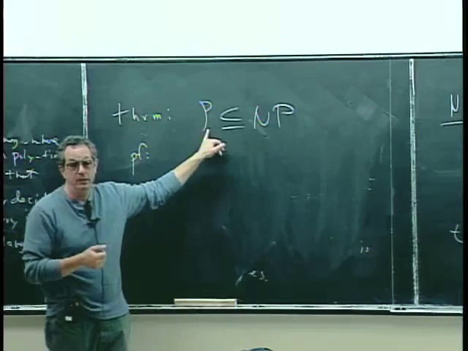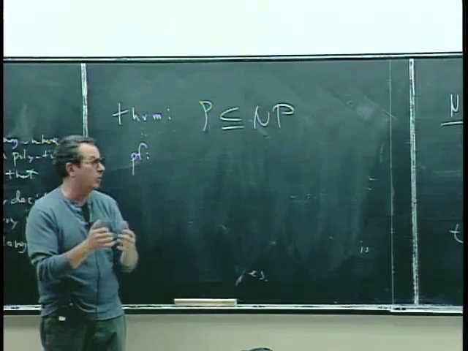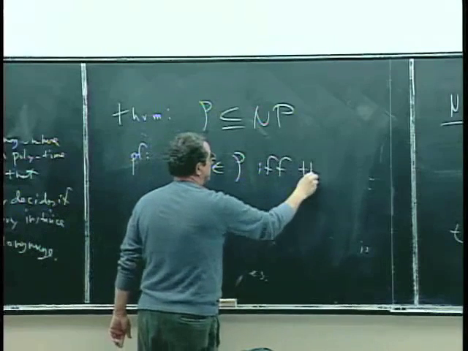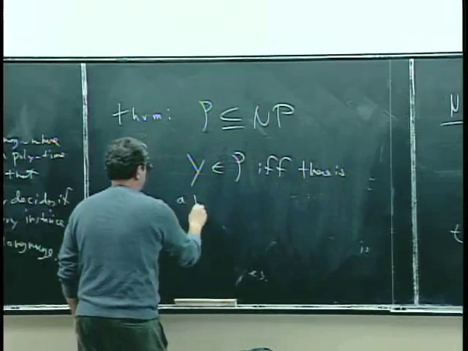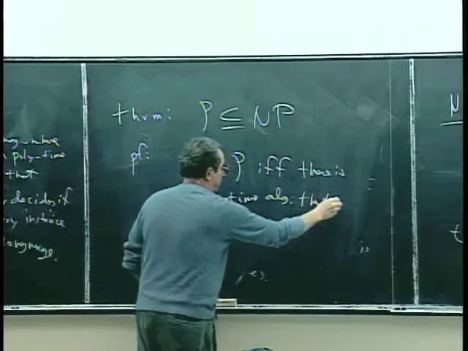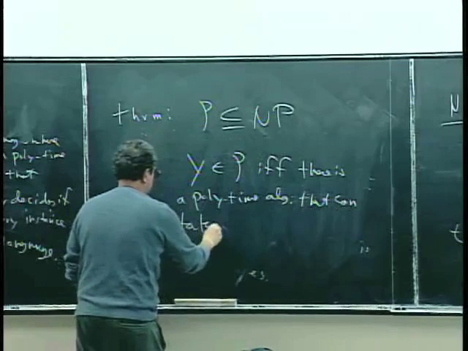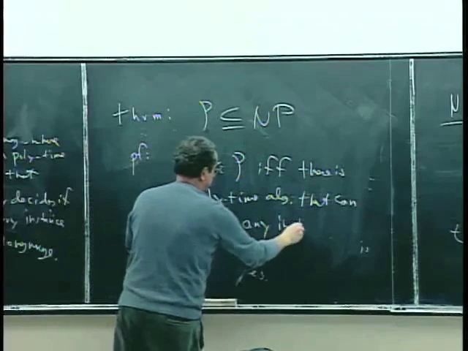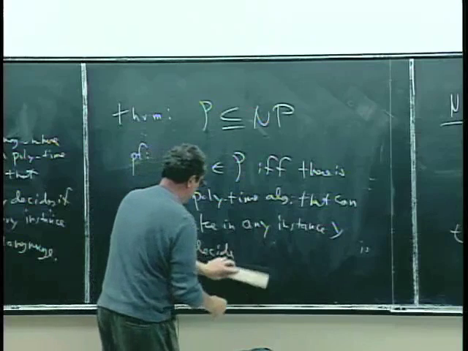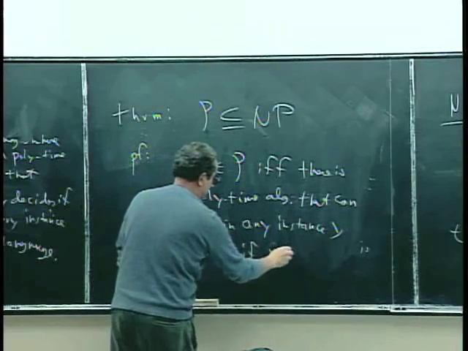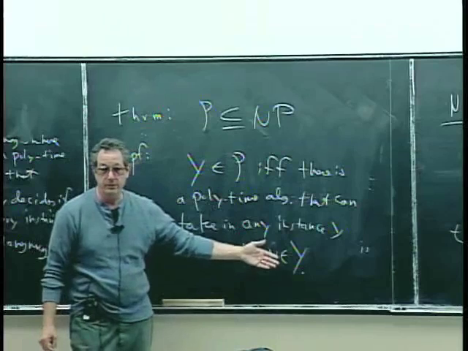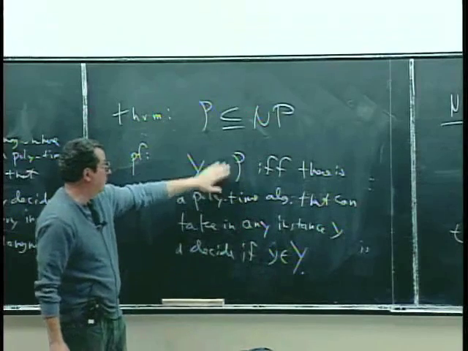So again, to be in P, let's say a language Y. A language Y is in P if and only if there is a polynomial time algorithm that can take in any instance, little y, and decide correctly if little y is in capital Y. Decide correctly means it gives out an answer yes or no. Okay? So this is what it means to be in capital P.